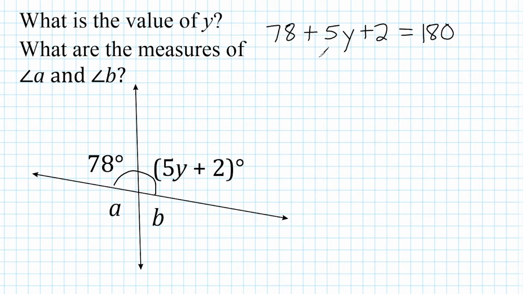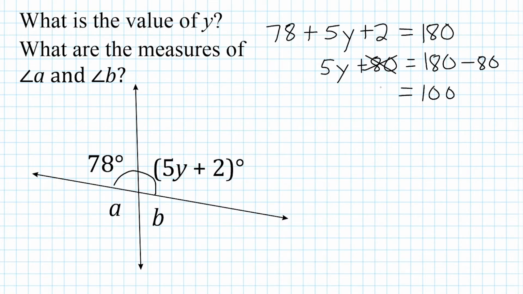So now what we're going to do is combine like terms to simplify our equation a bit. So we're going to take 78 plus 2, which is 80, and rewrite this equation as 5y plus 80 equals 180. All right, now we have to isolate our variable y, and we start by moving this constant of positive 80 to the other side of our equation by writing it as its opposite. So we're going to write minus 80 over here, and 180 minus 80 is 100. And that leaves us with 5 times y.